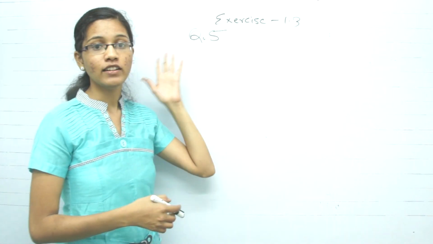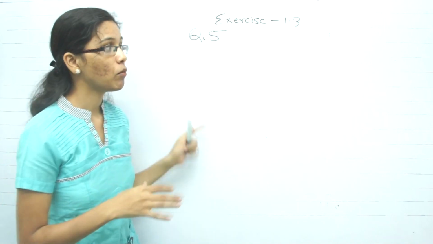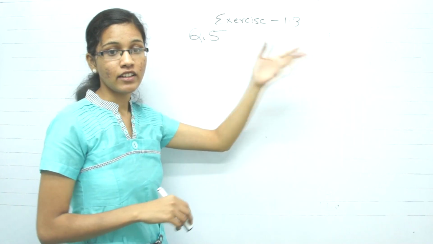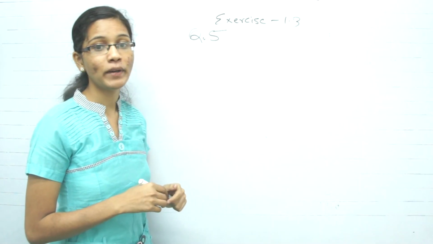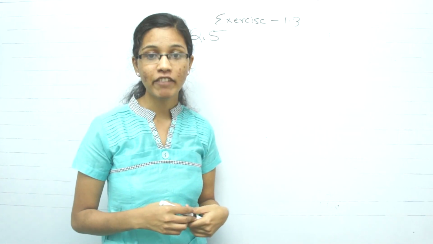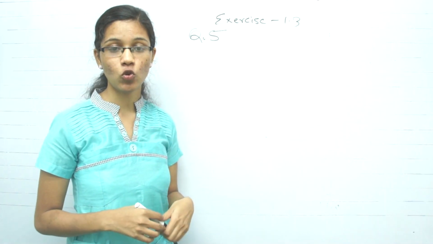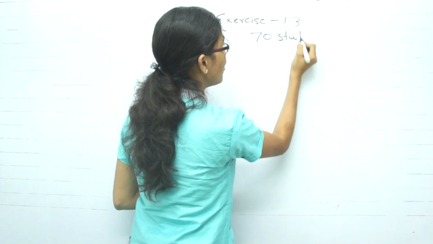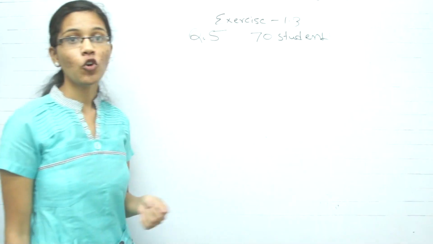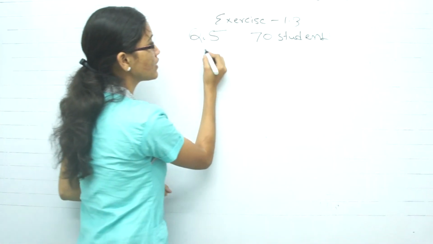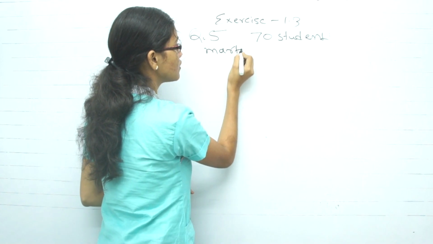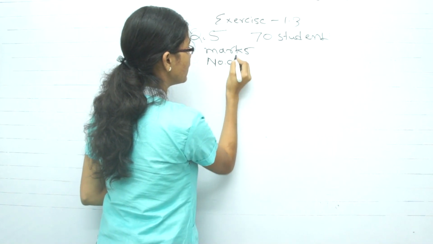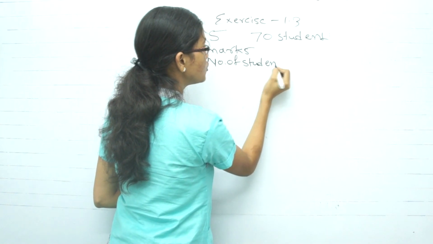In question number 5, it depends upon the data. You have been given the data, then you have to find the cumulative frequency, then you will get the answer. The marks obtained by 70 students in an entrance test are as follows. The total is 70 students, with marks and number of students.